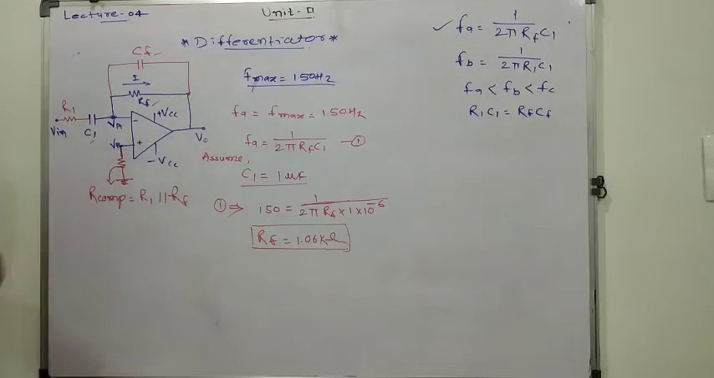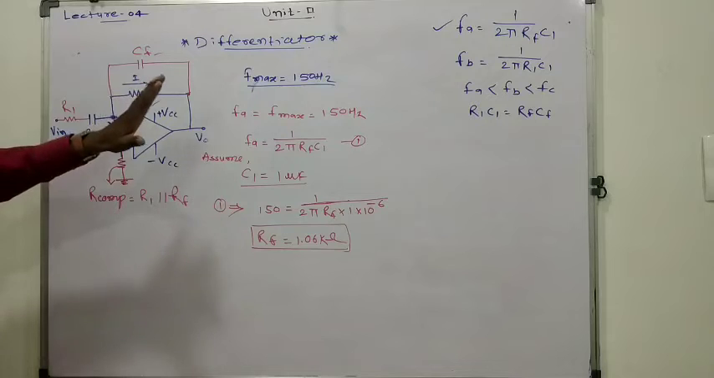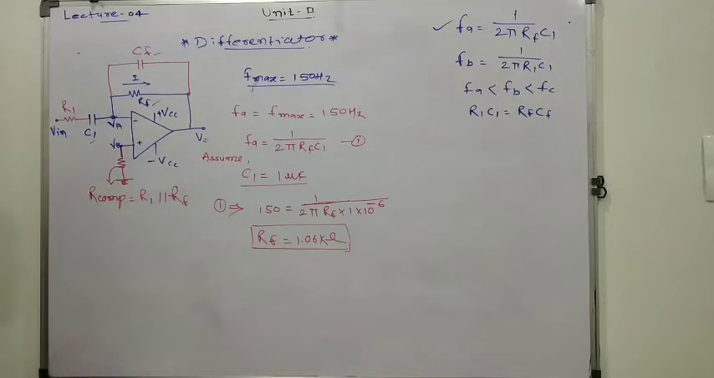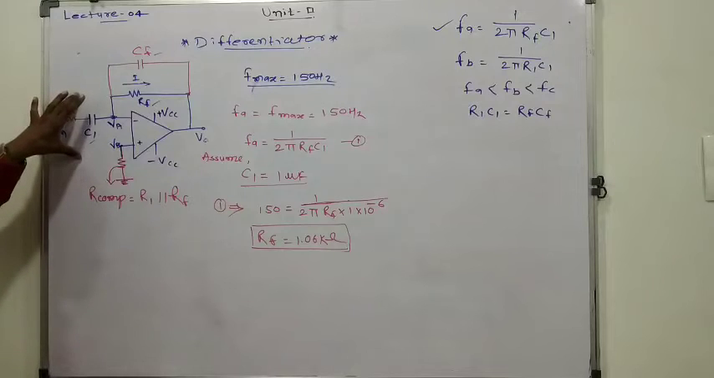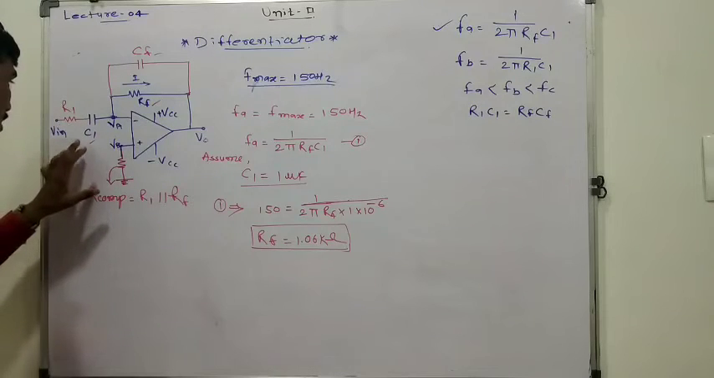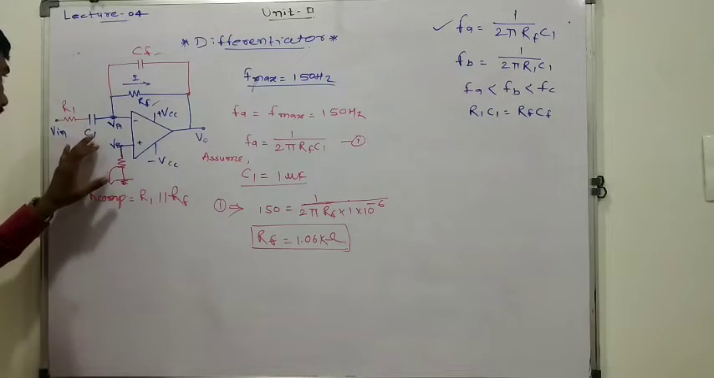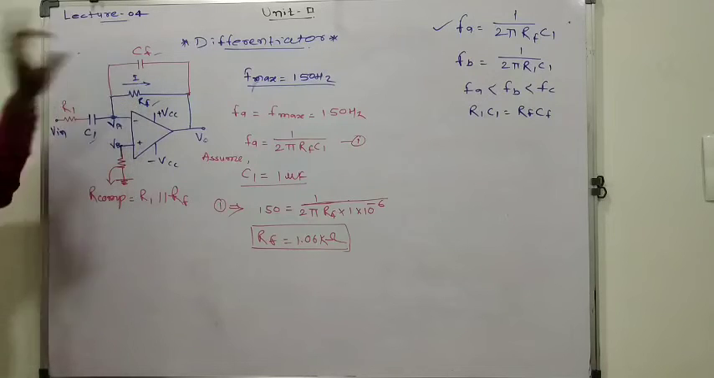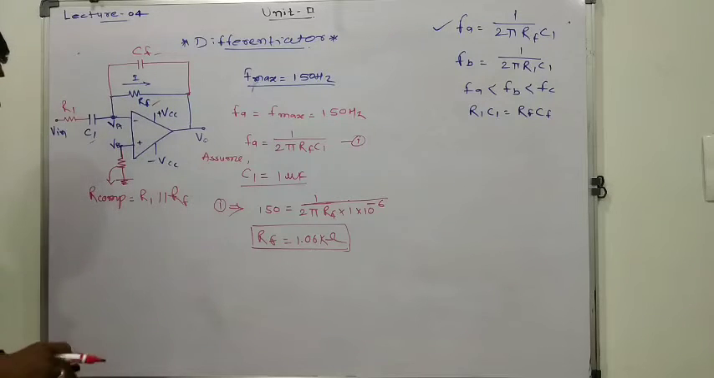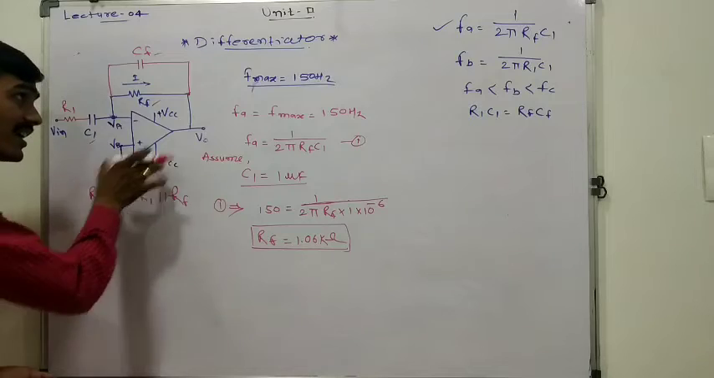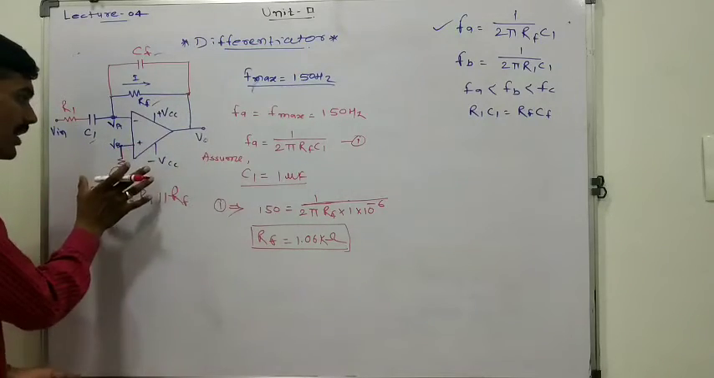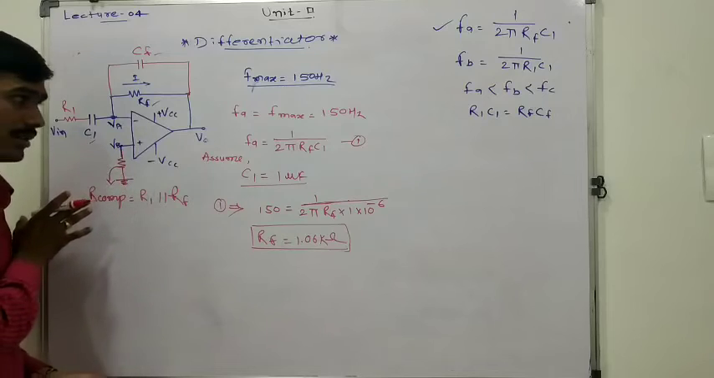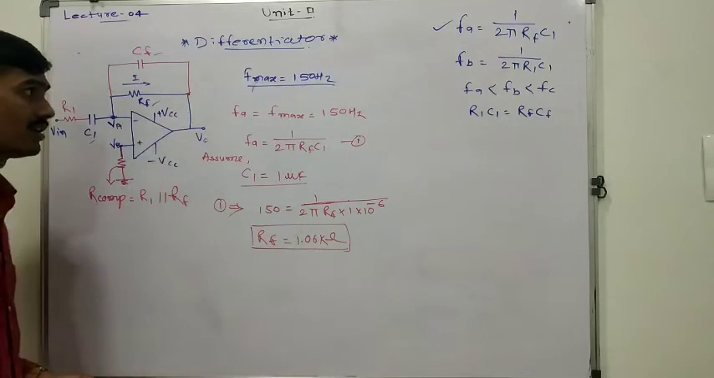So if the problem is related to the differentiator, the first step is to directly draw the circuit diagram. So the circuit diagram contains R1, C1, RF and CF. So this is nothing but a generalized circuit diagram for the differentiator. I directly start with the problem because the circuit diagram we already discussed.